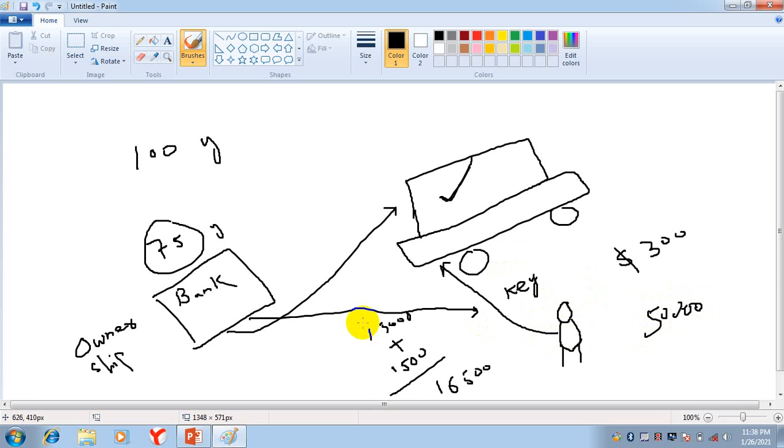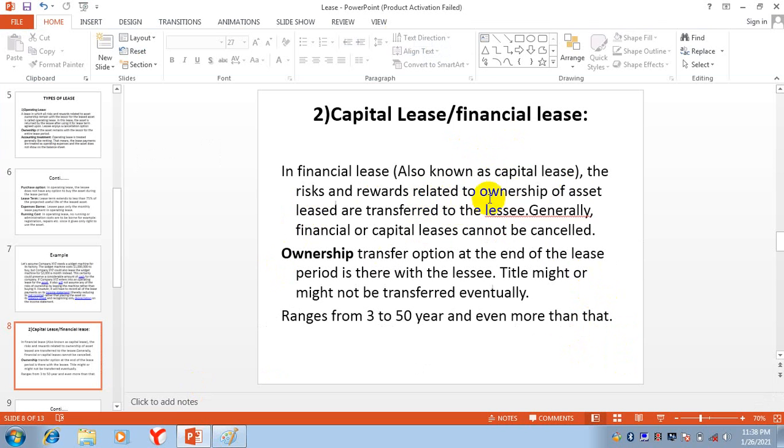So this is the difference. In the previous one, ownership is not transferred, but here it is. Risk and rewards are transferred. He will be responsible for maintenance and for anything that happens to the car. So all the risks and rewards related to ownership of the asset leased are transferred to the lessee. Generally, a financial or capital lease cannot be cancelled. Ownership transfer option at the end of the lease period is there with the lessee. Title might or might not be transferred eventually.